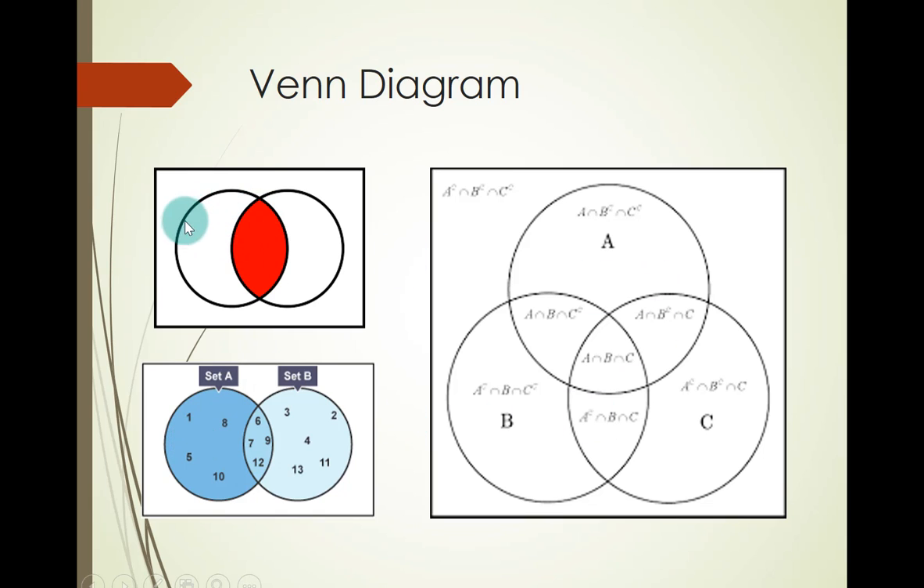In this Venn diagram, each circle represents a set, and this box is called the universal set. And here again we have a universal set and 2 sets, which we'll call A and B. And here we have an indication of what's in each set. So for example, in set A we have 1, 5, 8, 10, 6, 7, 9, and 12. And in set B we have 2, 3, 4, 6, 7, 9, 12, 13, and 11. So we will talk about the intersection of A and B as having these elements in it.